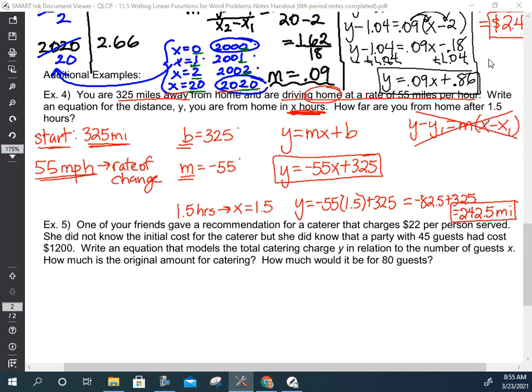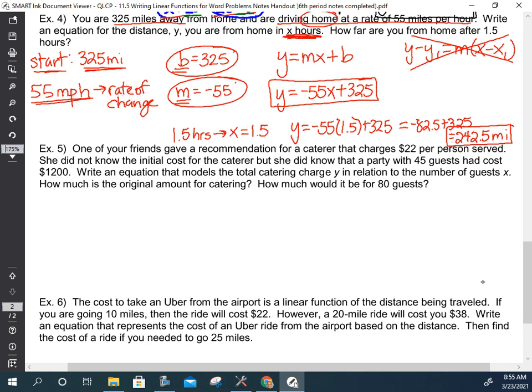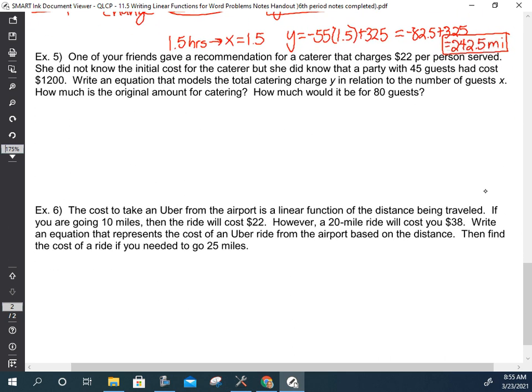So in that case, you're given the slope and the y-intercept, which is the easy case for setting up the equation. So example 4 in the books. Let's look at example 5.